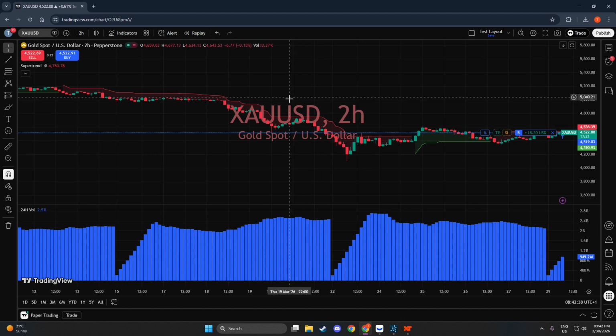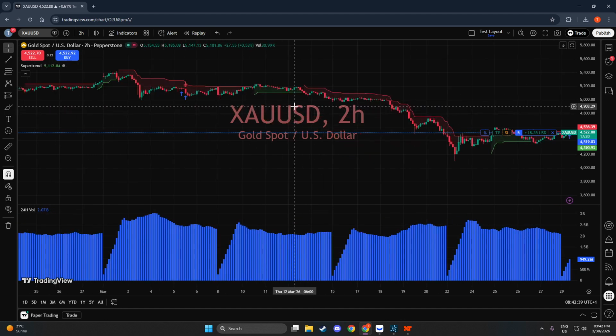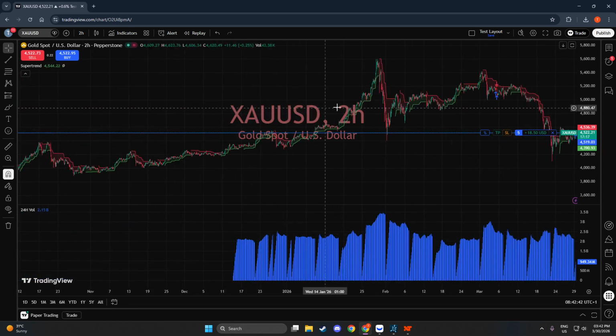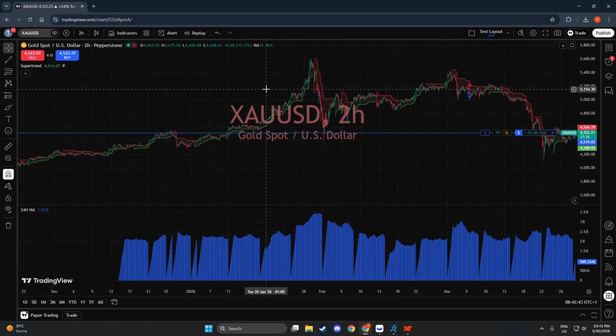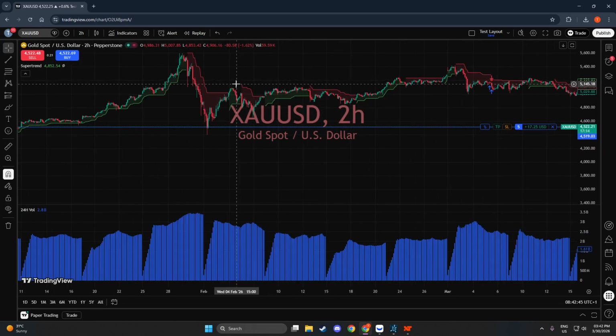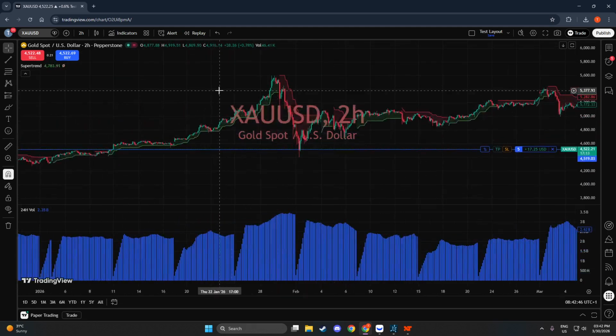A quick tip on expectations. The Supertrend is best used as a trend filter or confirmation tool, not a standalone system. It can help you stay on the right side of the market, but no indicator eliminates risk. Always consider your time frame, the broader context, and your risk management rules.